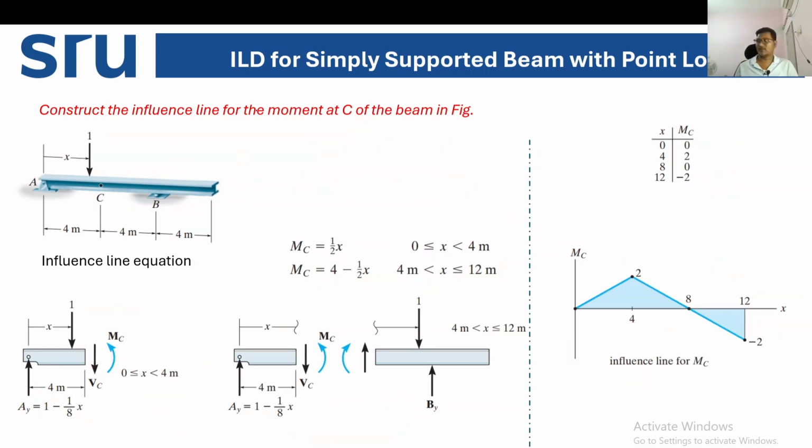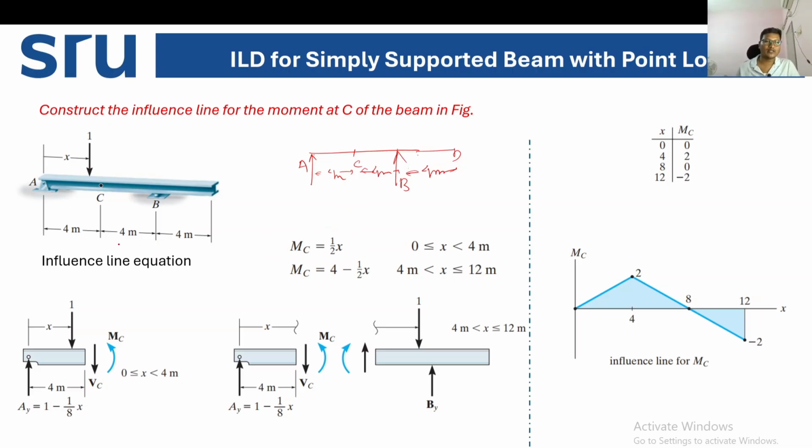Next, we'll see one example, that is how to construct the influence line for the bending moment at C. The same example we'll take. Here it is point A, here it is point C, here it is point B, and here it is D, with 4-meter distance from A to C, C to B, and B to D. Now we'll write the equation for bending moment.